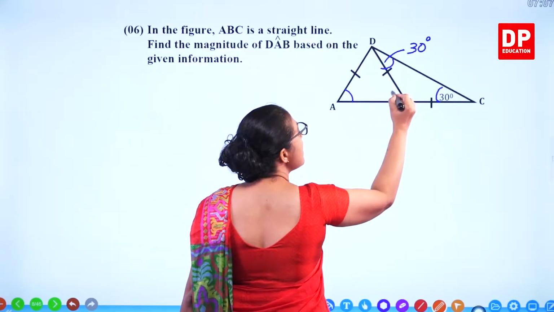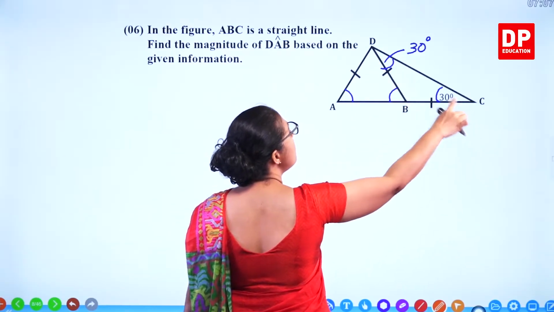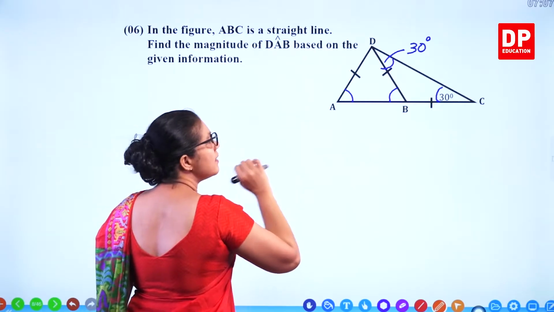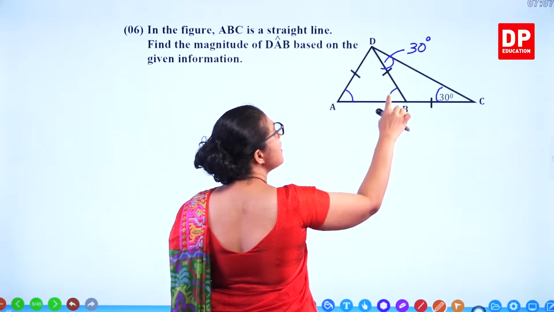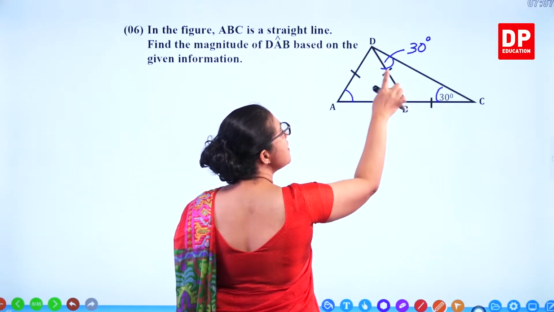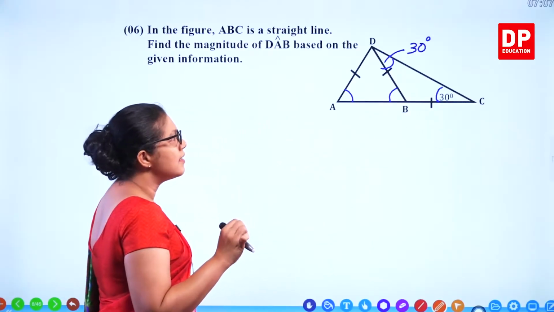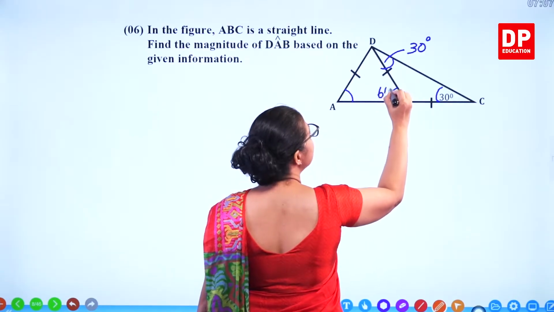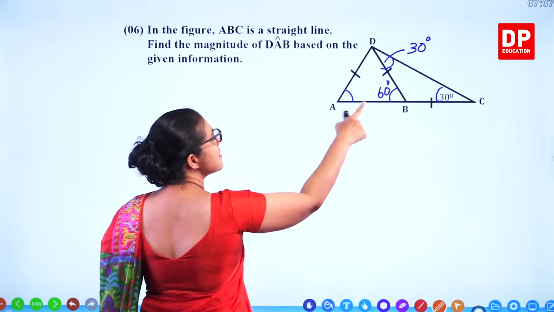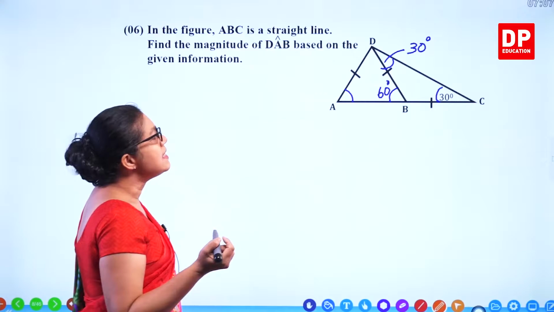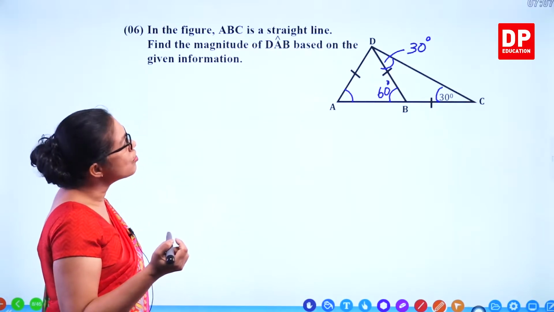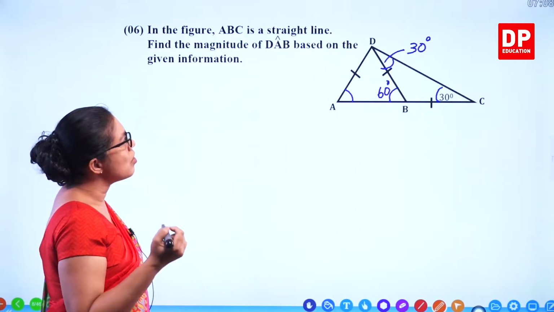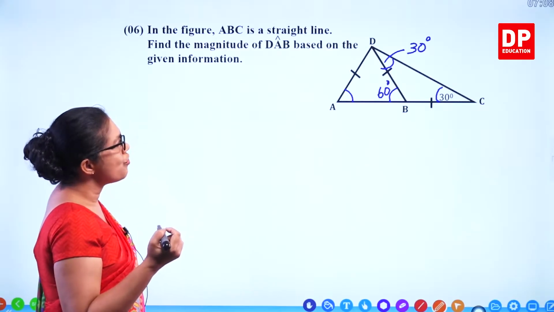Now look carefully. This is the exterior angle of triangle BCD. So how will you find the exterior angle? It is the sum of the interior opposite angles of a triangle. So 30 plus 30 becomes 60. If this is 60, what is angle DAB? That's also 60, because that's also an isosceles triangle.